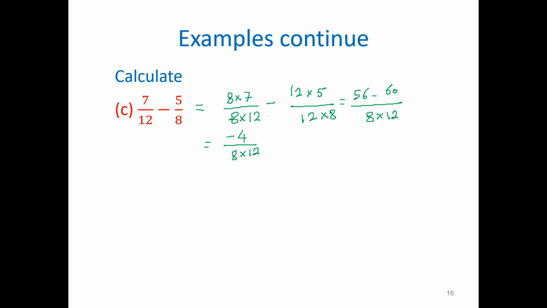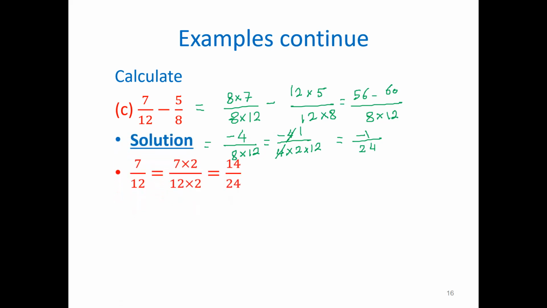Now you realize why I kept this, I did not multiply it, because 4 can be cancelled, okay? So now this is 4. 8, we can write it as 4 times 2. And this is times 12. So 4 can be cancelled with 4, and the remaining on the top will be 1. So the final answer will be minus 1. Don't forget the negative sign. And 2 times 12 is 24. So the final answer will be minus 1 over 24. Okay? So this is the way we solve such a question.